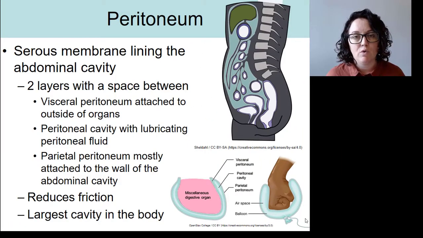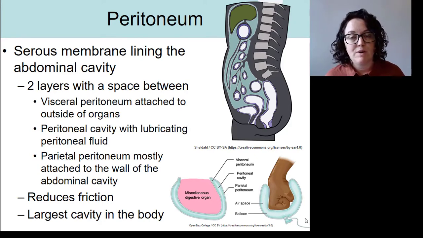Many of the digestive organs have a serous membrane on the outside of them called the peritoneum. The peritoneum is a type of serous membrane, and we've talked about serous membranes in other parts of this class. A serous membrane always has two layers to it and a space. And the function of a serous membrane is to reduce friction. There's a lot of moving parts in the abdomen, so there is the potential for friction.